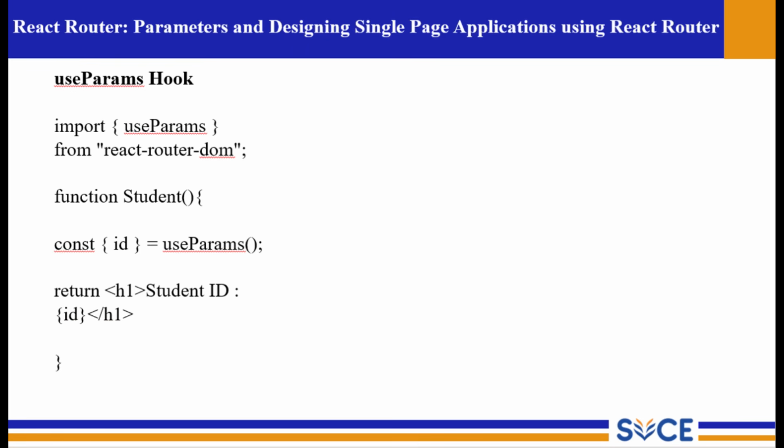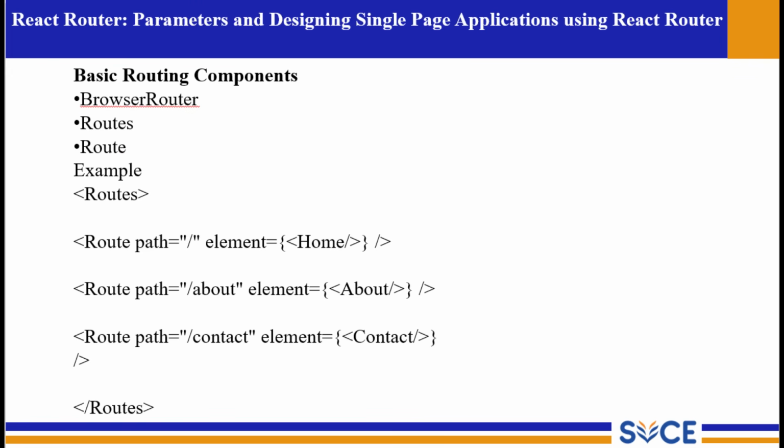The useParams hook retrieves values passed through the URL. When a user visits student/105, the hook extracts the value 105 and stores it in the variable id, which can then be used to fetch or display the corresponding student's information.